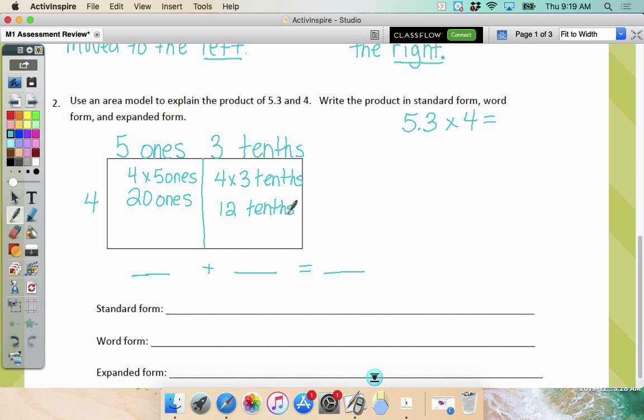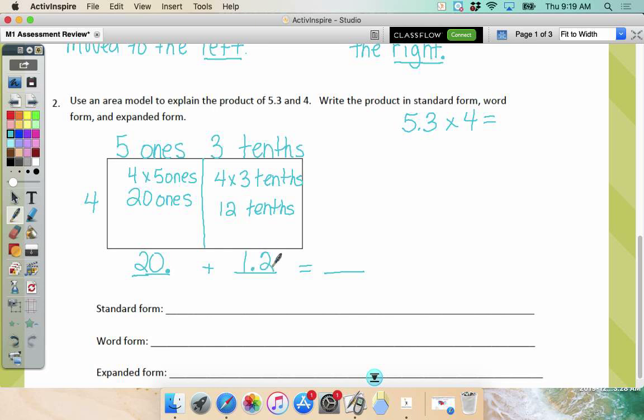Then I have to decide, okay, how do I write 20 ones in standard form? Just write a 20. Guess what? I know there's a decimal place value, so I'm going to go ahead and add that decimal. Okay? And 12 tenths. Let me pull a stick for that. Jaylee, how do I write 12 tenths? 1.2.